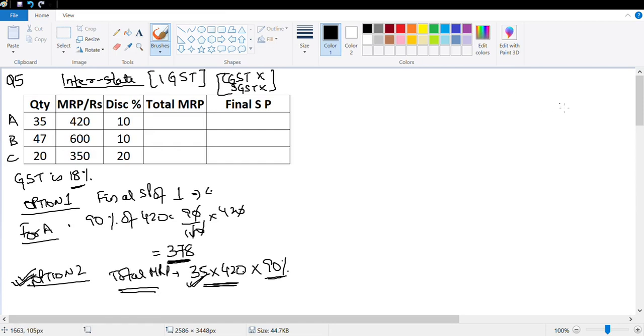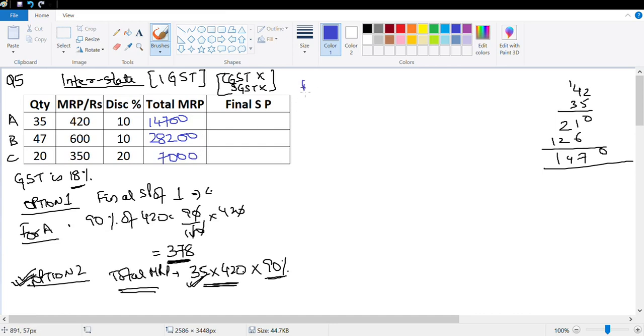Let's check. 42 into 35 is 14,700. Perfect. This is 47 into 6, that's 240, 42, 282. Perfect. That's 282 with 2 zeros, which is 28,200. And 20 into 350 is 7,000. Perfect. So what will be the final SP?